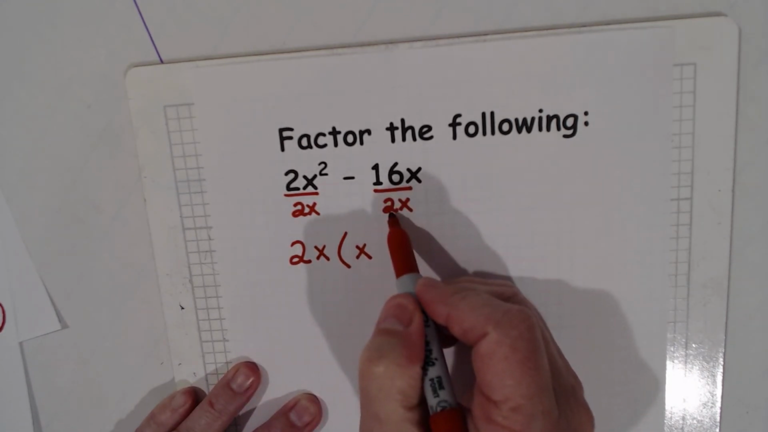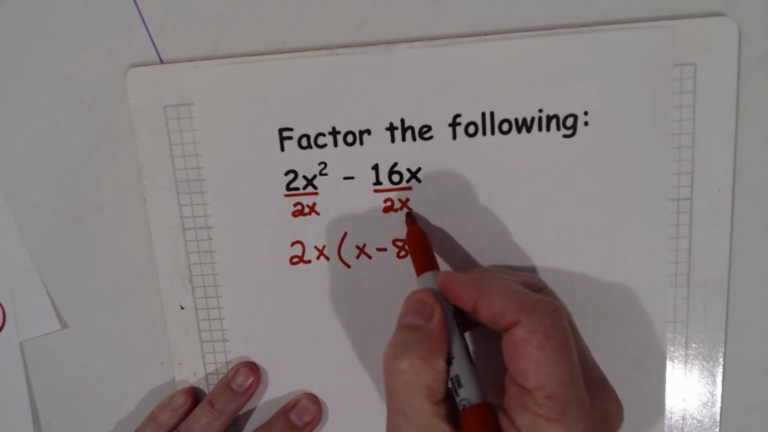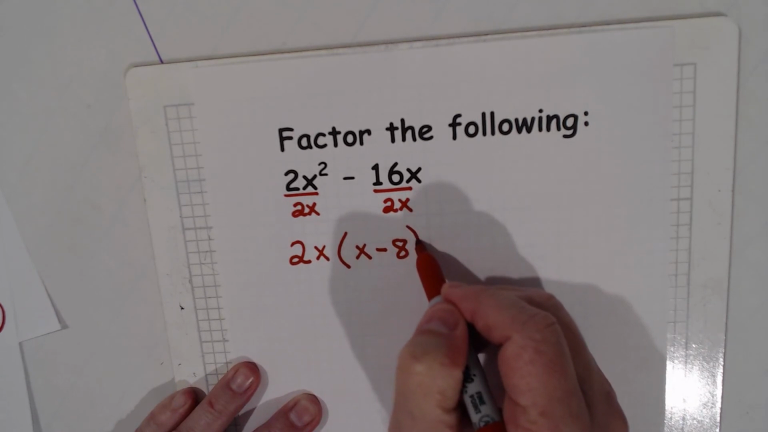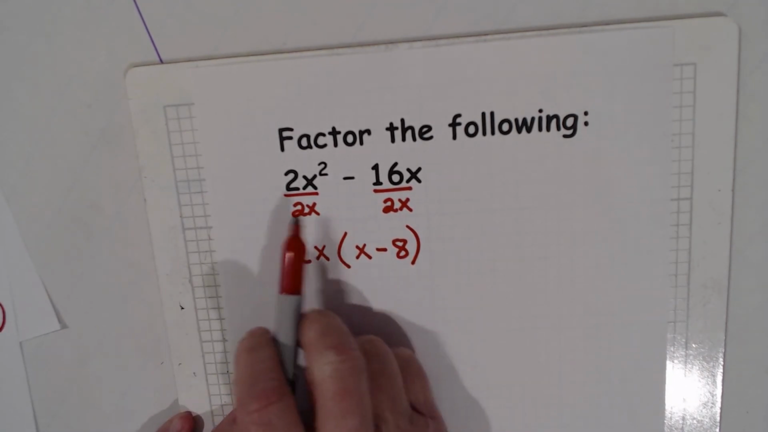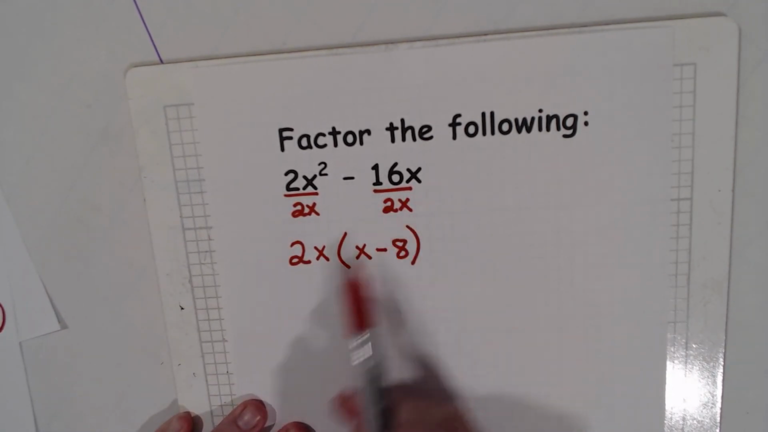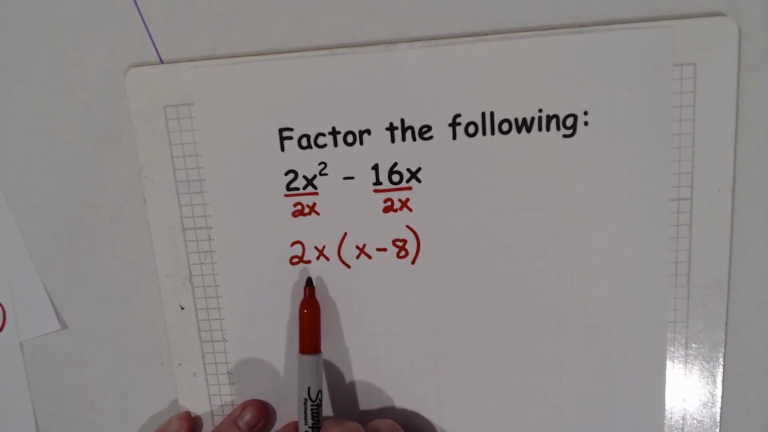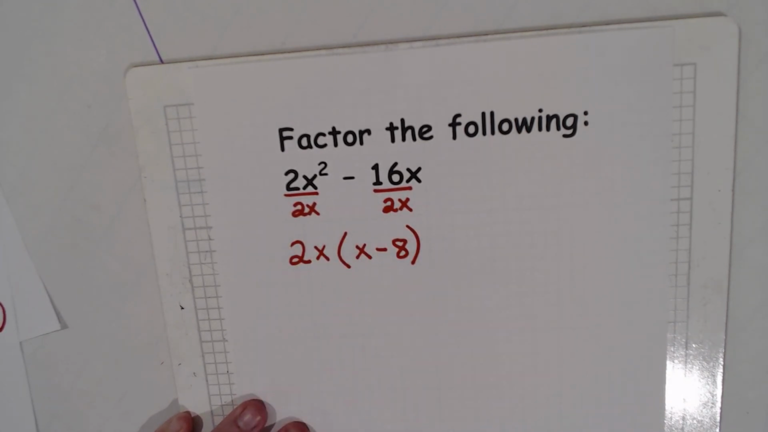Negative 16 divided by 2 is negative 8. And x divided by x, x minus x, there should be no x's left over down here on the end. So I close that parentheses. So if they have a letter in common or a variable in common, you pull that out here where the greatest common factor is. Not only do you find the biggest number, but you look and see if they have any letters in common.